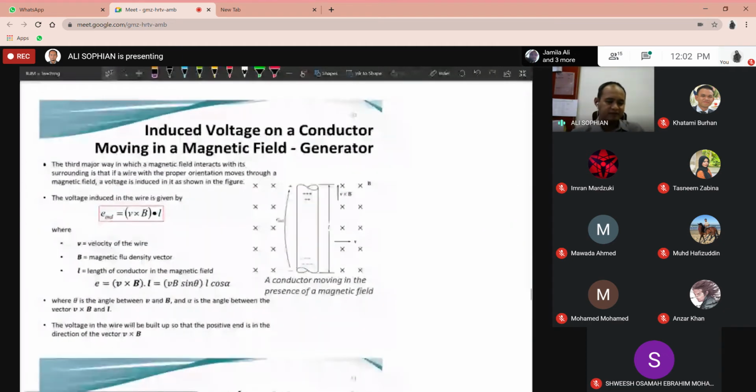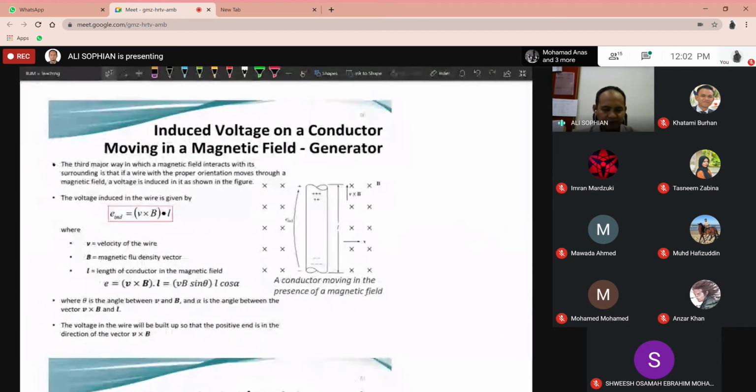Okay, now the next: the basic principles of a generator. Remember, generators convert mechanical energy to electrical energy, so the output is voltage. The third manner in which a magnetic field interacts with its surroundings is that if a wire with the proper orientation moves through a magnetic field, a voltage is induced in it.